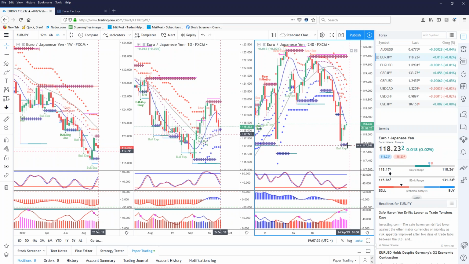As long as that area holds as a support area, then price could potentially move up to 118.77 or even up to 119.23. It would be between this plus sign and the slow moving average.